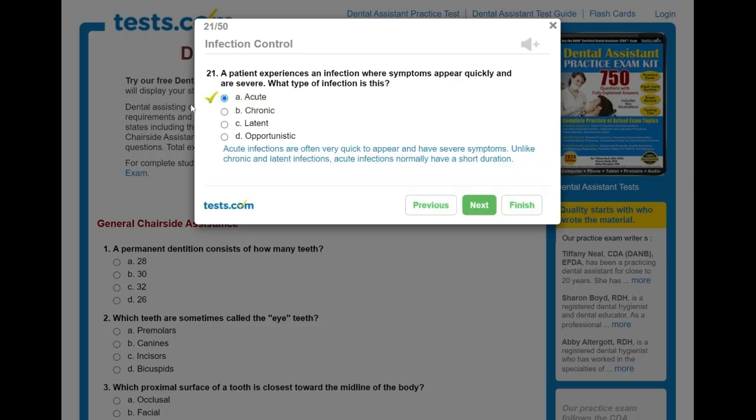A. Acute. Acute infections are often very quick to appear and have severe symptoms. Unlike chronic and latent infections, acute infections normally have a short duration.